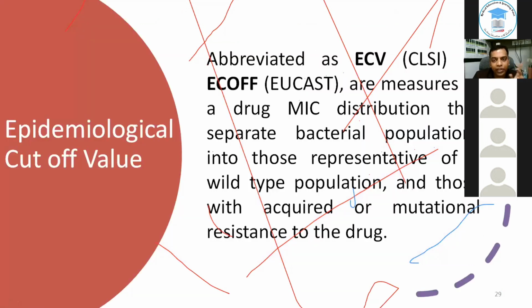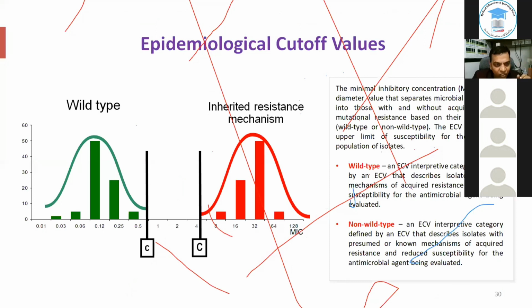I said before, ECOF. Let us understand what ECOF is. ECOF is based on the MIC, the minimum inhibitory concentration. We divide it into two groups. The minimum inhibitory concentrations of an antibiotic for a particular organism are divided into wild type and non-wild type. In wild type, the MICs of the group show no mechanisms of resistance, while in non-wild type there are known mechanisms of resistance.